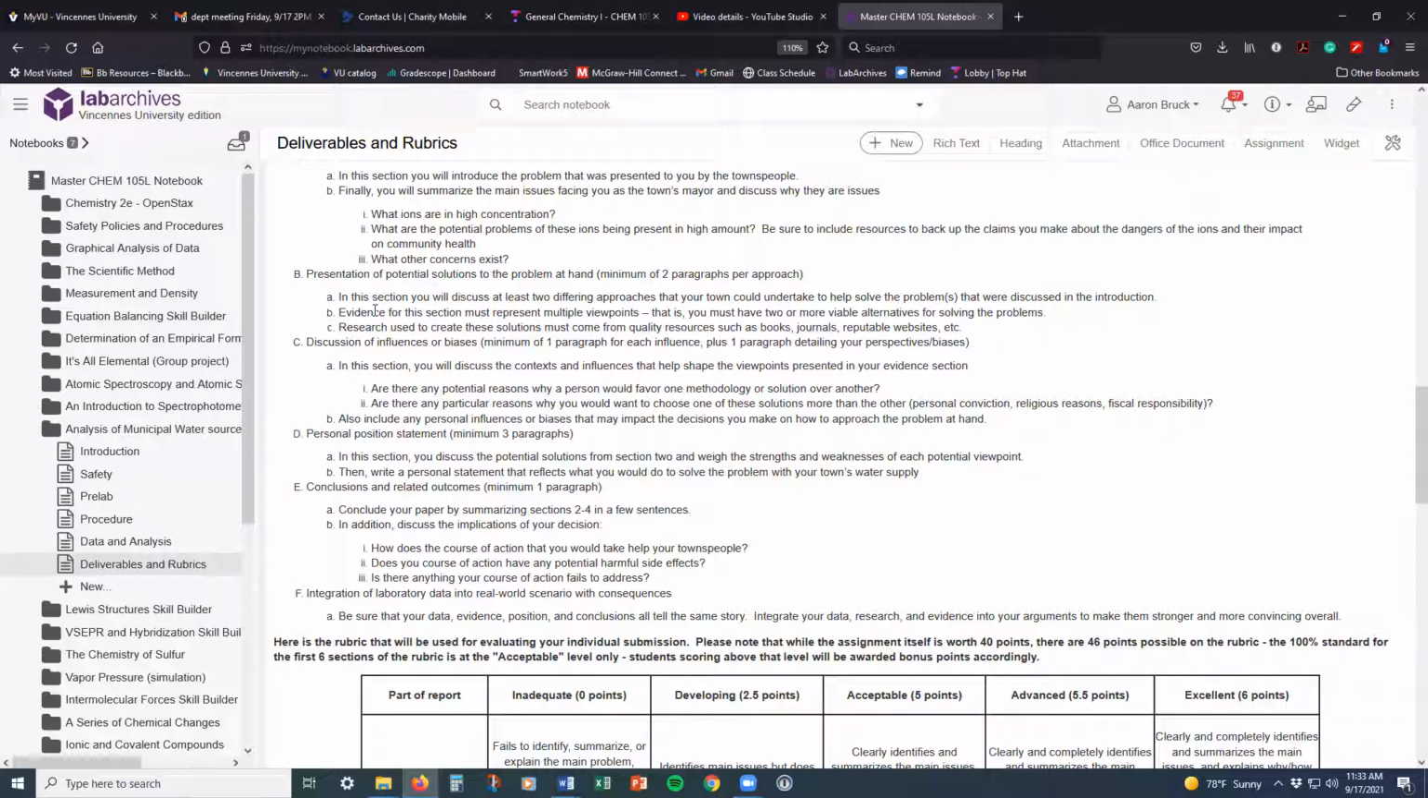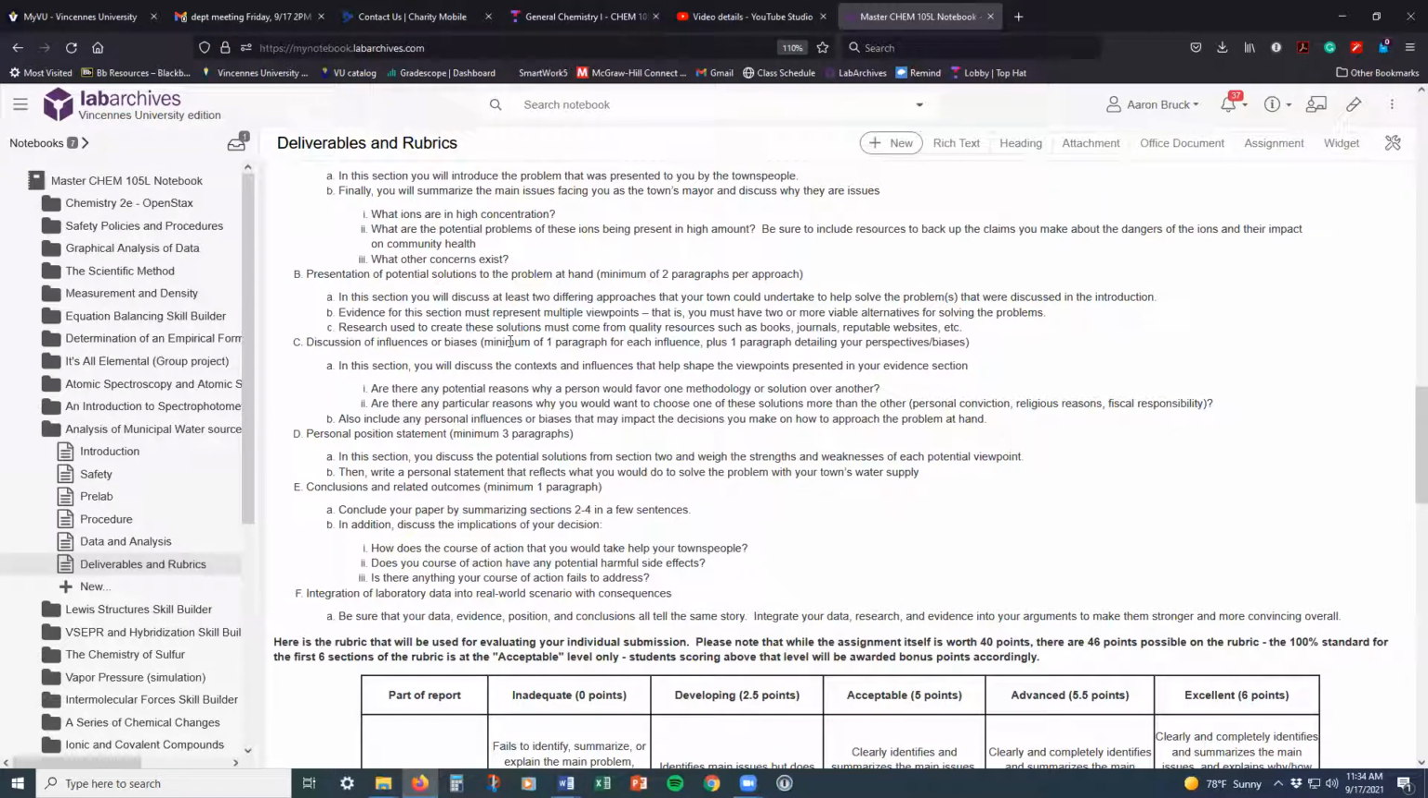Will this solution create jobs in your town? Will this solution take jobs away in the town? All of those things need to be in this section. And closely related to it is this third section about influences and biases. So from those standpoints, why would people support one mode of fixing the problem versus another? What kind of particular reasons would you have for fixing the water the way that you're going to?